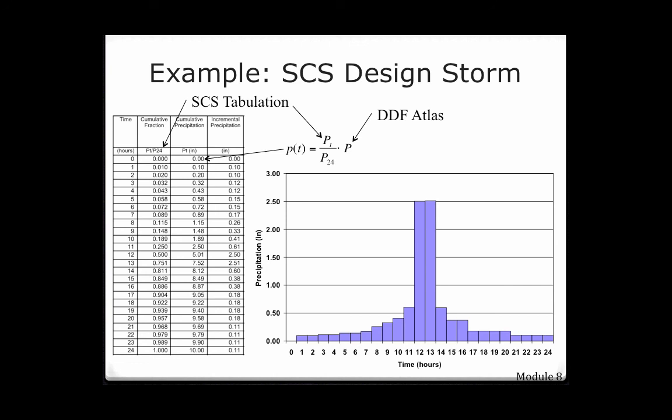So it's the amount that was accumulated at the beginning of the time step. So at the beginning of the storm, at time 0, we've accumulated 0. At hour 1, we've accumulated 0.1 inches. At the beginning of hour 2, 0.2 inches. At the beginning of hour 3, and so on.